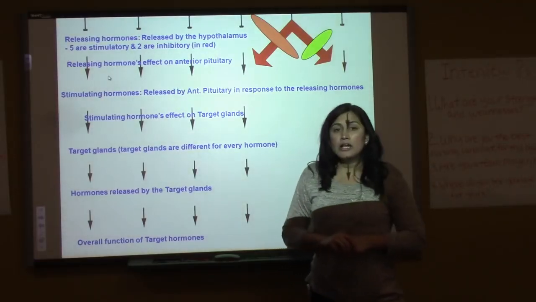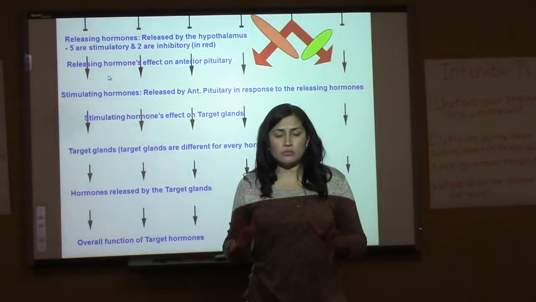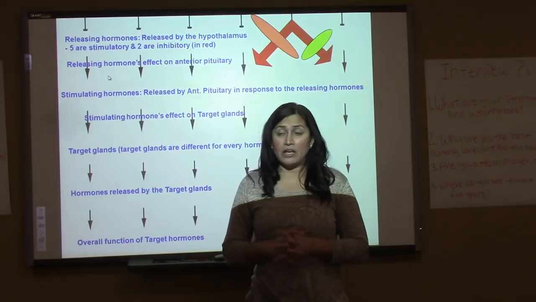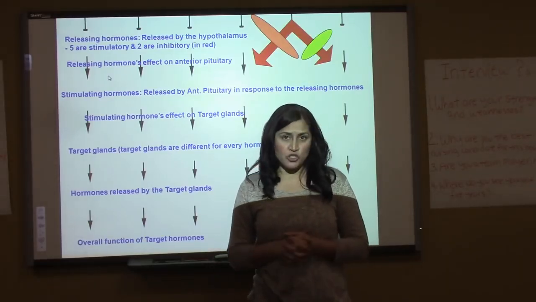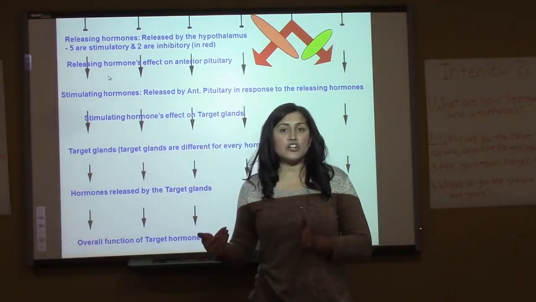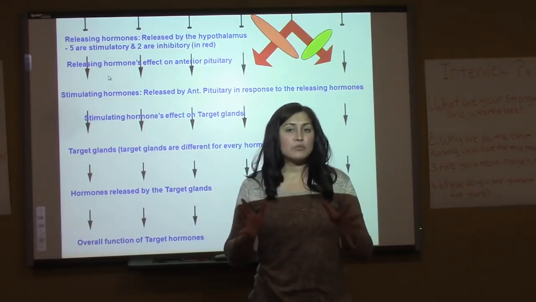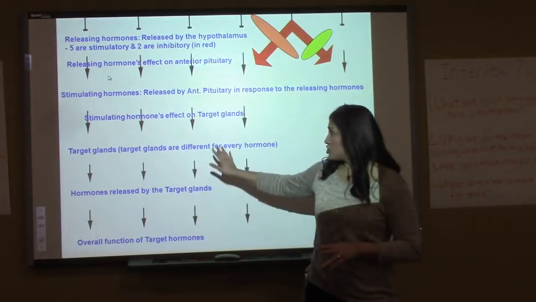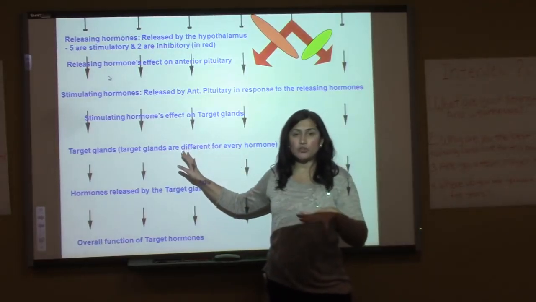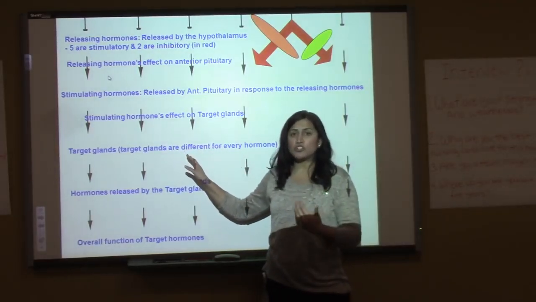Okay. Now, so that was the two hormones released by the posterior pituitary. Those are the only two hormones released by the posterior pituitary. Now we're going to actually look at the hormones released by the anterior pituitary, and that becomes more complicated. So here's a chart, and I'm going to show you what each portion of the chart means.